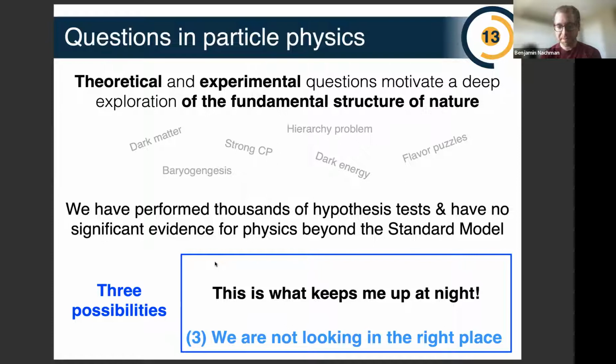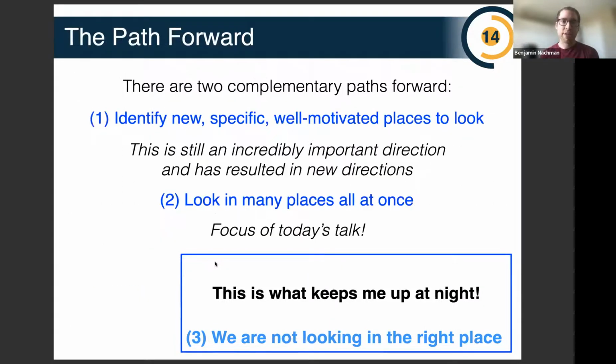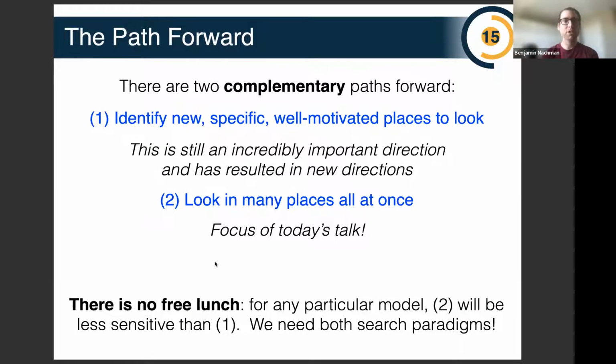It will be the motivation for the rest of this presentation. There are 2 complementary paths forward. One is to identify specific, well-motivated places, and go look to see if there's something new there. The complement to that, which will be the focus of today's talk, is to try to look in many places all at once. And there's no free lunch. These 2 methods are truly complementary, because for any specific model, if you look for that model, it should be better, or you're doing a bad job, than if you look everywhere all at once. So we really need both search paradigms in order to be broadly and deeply sensitive to new physics.